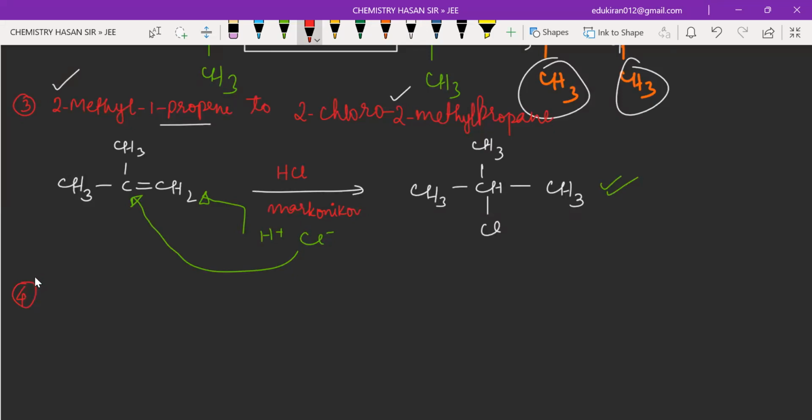Okay. The next is butene to butyl iodide. Very easy.